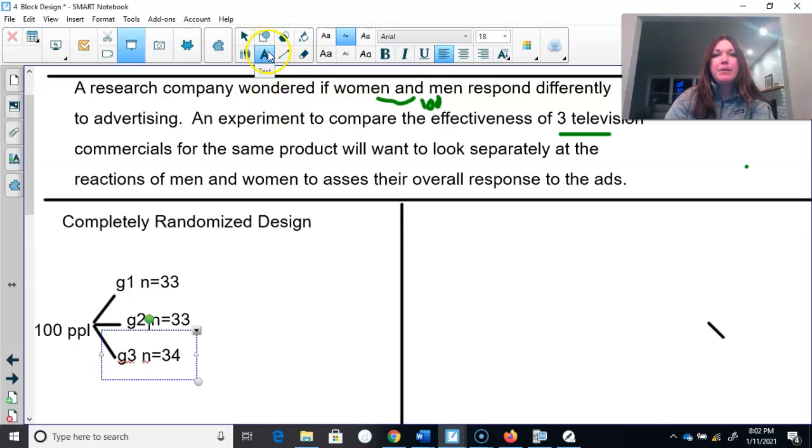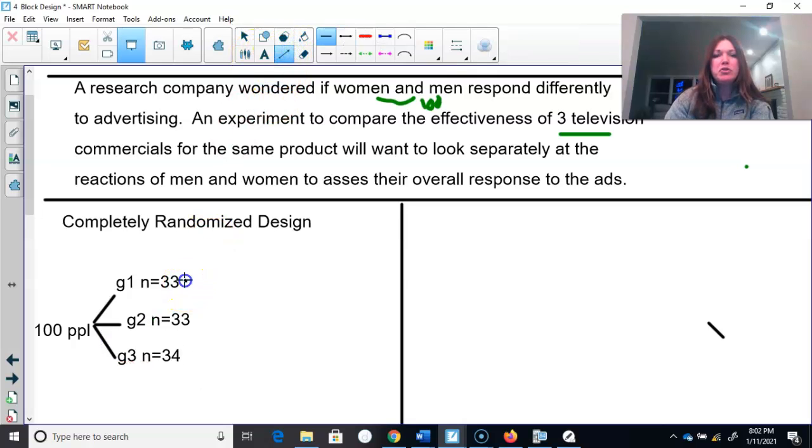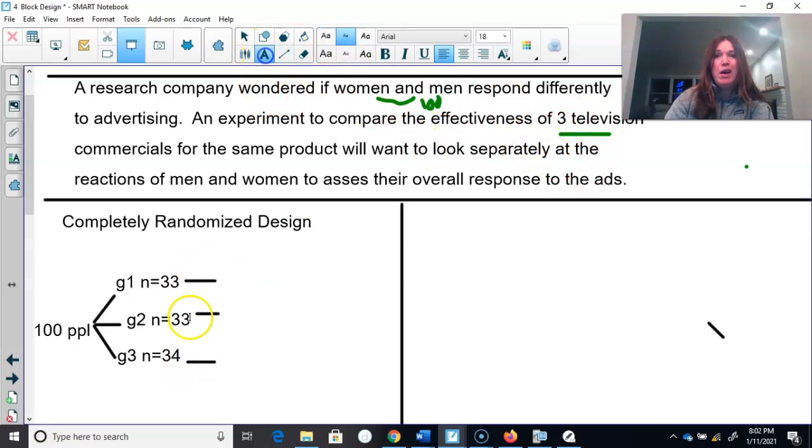Next, they would have to have their treatment groups. So treatment 1, treatment 2, and treatment 3. And again, these are all different commercials, so it doesn't describe what kind of commercials they are. So I'm just going to put treatment 1 would be like commercial 1, treatment 2, and then finally, treatment 3.